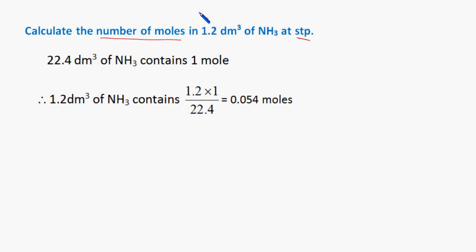And we want to find for 1.2. So 1.2 dm cube of ammonia contains, we're going to cross multiply, so it's 1.2 multiplied by 1 divided by 22.4, and that gives us 0.054 moles of ammonia gas.